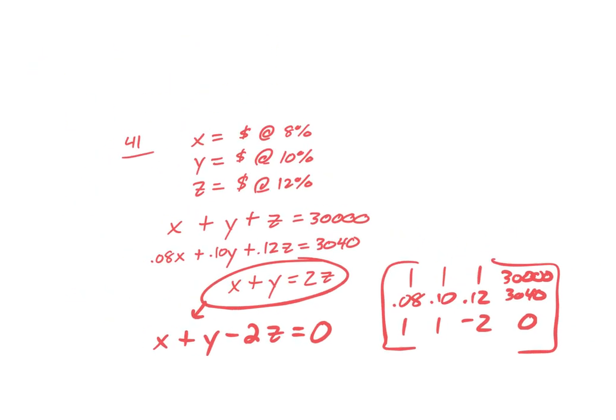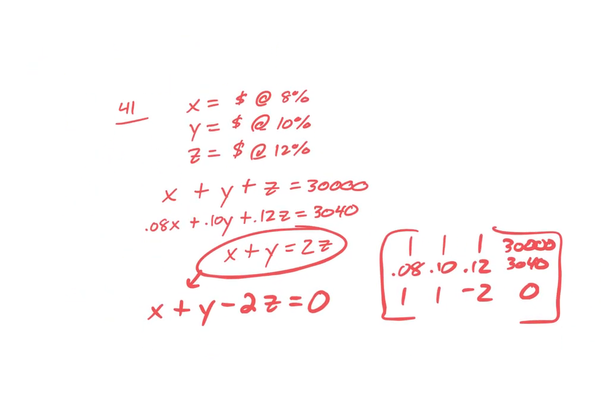And then what I get here is I borrowed $8,000, $10,000, $12,000, and $10,000.